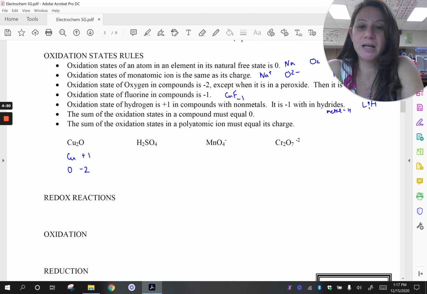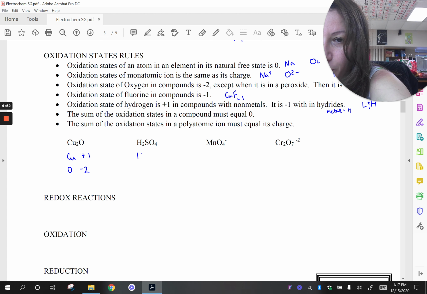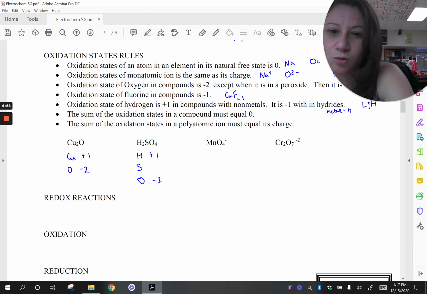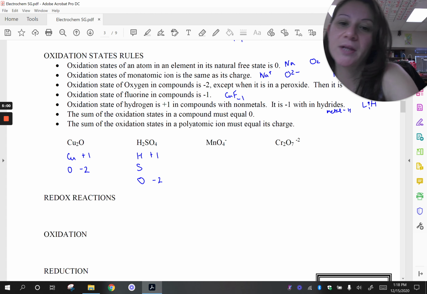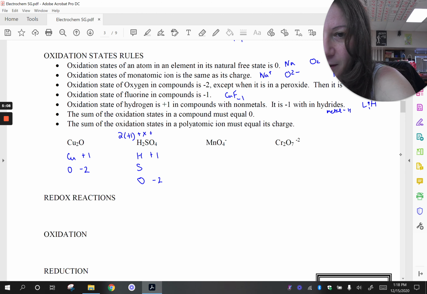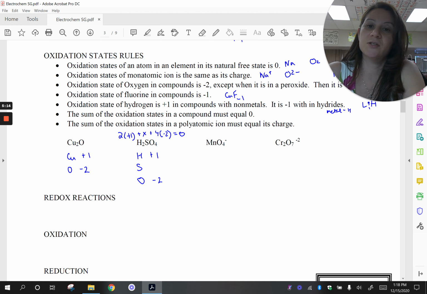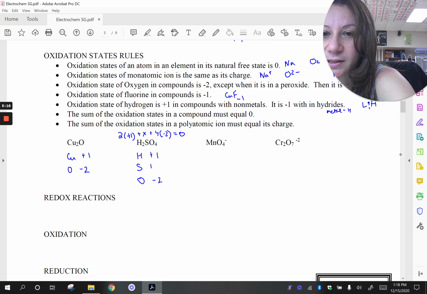H2SO4. We have a rule for hydrogen, it's +1. We don't have a rule for sulfur. We have a rule for oxygen, it's -2. And so to figure out that sulfur, you're going to say, well, I have 2 hydrogens, each +1, plus X, my sulfur, plus 4 oxygens, each -2. Altogether, that should equal 0. And so that makes my sulfur +6 here.